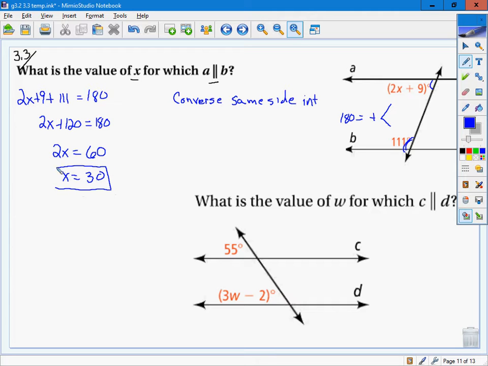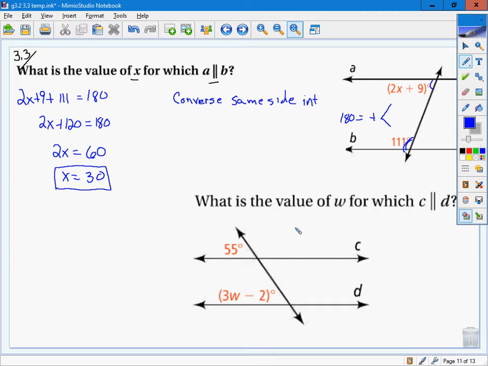In other words, if x is 30, A is parallel to B. If x isn't 30, what can you tell me about line A and B? They won't be parallel. Because the only way A is parallel to B is if these two angles add up to 180. If x isn't 30, they won't add up to what? 180. They'll add up to something different. Okay? Same thing's going to happen for the next one.